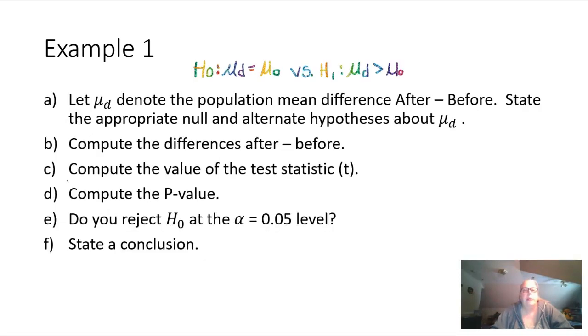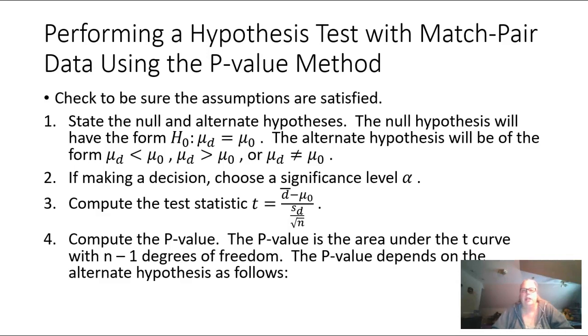All right. Part C is going to ask us to compute the value of the test statistic t. Now our formula for the test statistic can be found right here. This d bar is the mean of all the differences. The S sub d is the standard deviation for all of the differences, and of course the square root of n down here, n being the number of students in our particular sample.